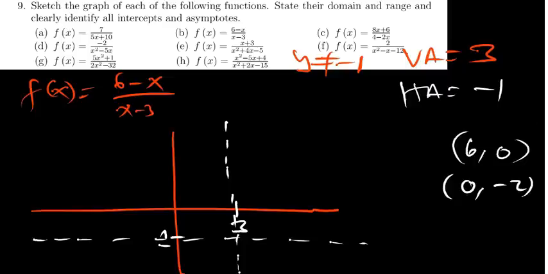6, 0. Where can I find 6, 0? It's going to be somewhere here. Let's say this is 1, 2, 3, 4, 5, 6. Let's put it at this point. Then negative 2, 0 is going to be somewhere here, because this is negative 1, so negative 2, 0 is going to be here. I'll put 2 here.